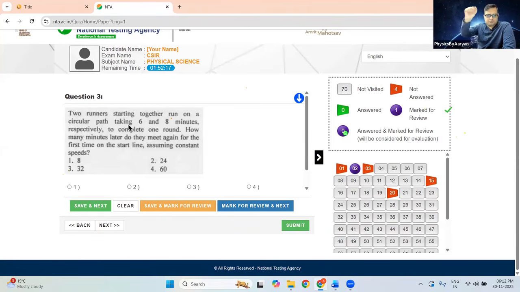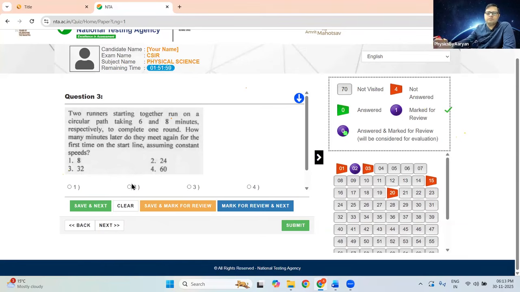So in a page, you draw a circular path. Both taking 6 and 8 minutes respectively to complete one round. How many minutes later do they meet again for the first time on the starting line? If you have done the last 5-6 years of PYQs, you know that this is one of the many repeated questions and has been coming many times.